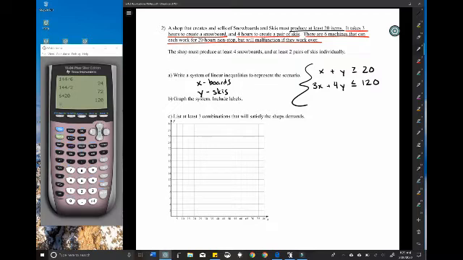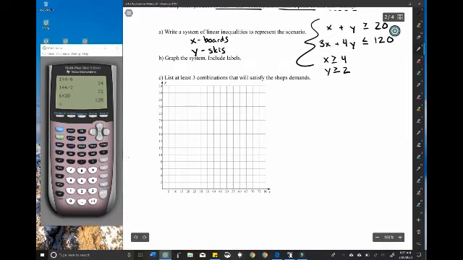Now, the next little thing, shop must produce at least 4 snowboards. That means X must be greater than or equal to 4. At least 2 pairs of skis individually. Okay, so that's why we can just split these up. And now, yes, we have 4 equations, but you can still graph them. Labels, so we have our boards on the X, and we have our skis on the Y.